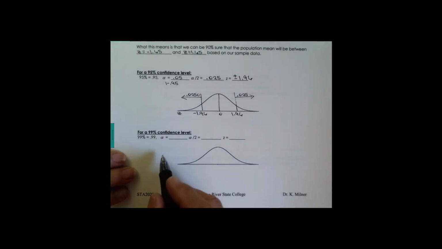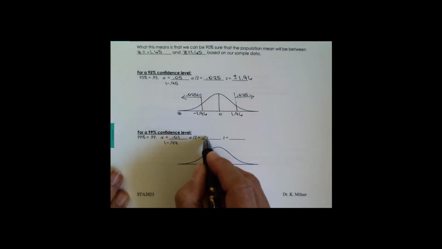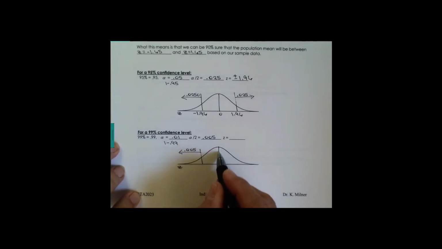Okay, the final one you should be able to do by yourself. Go ahead and try it, and then come back and check your work. So I'm dealing with 99%. I'll say 1 minus 0.99, and I have a very small area to work with, 0.01. And when I divide that by 2, I get 0.005. Well, let's see if I can draw this and put 0.005 in each tail of my curve.